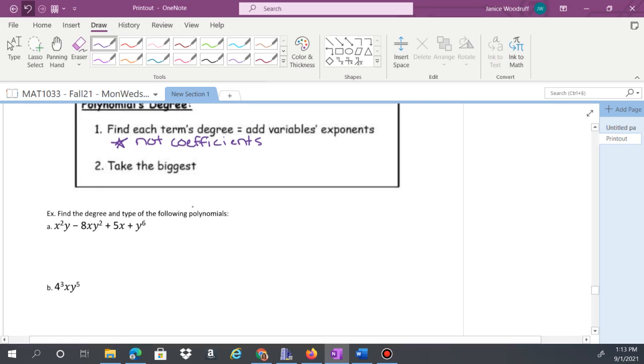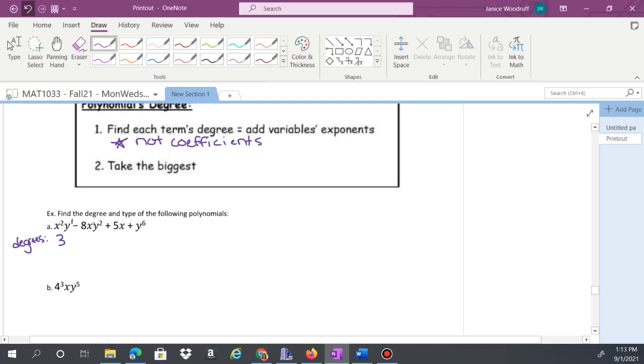So for example, in example A, I'm going to take each term and add the exponents. So this is x squared y. This x has a 2. This y has a 1. So 2 plus 1 is 3. So the degree of this term is 3. So we're finding the degrees of each term.